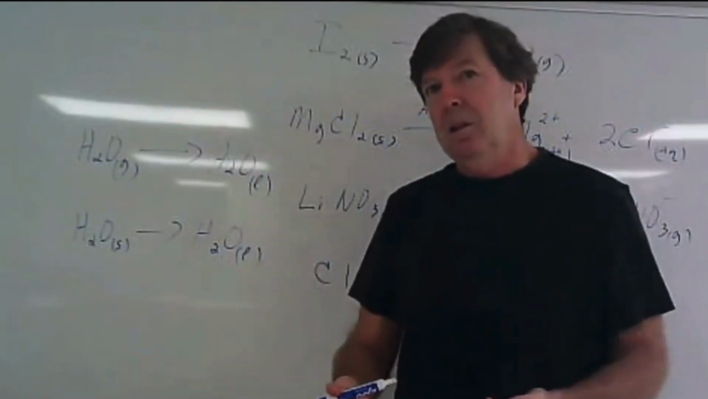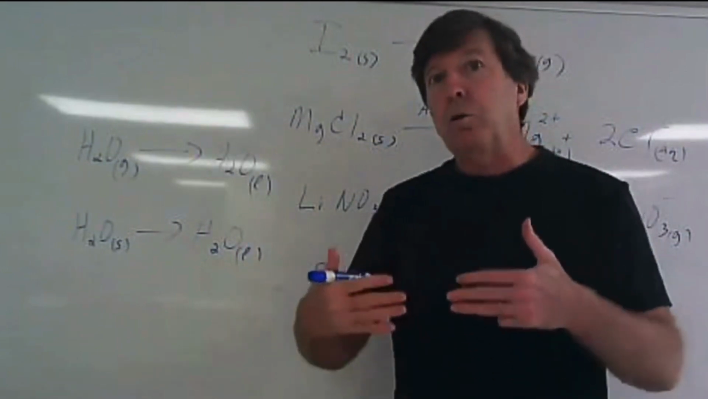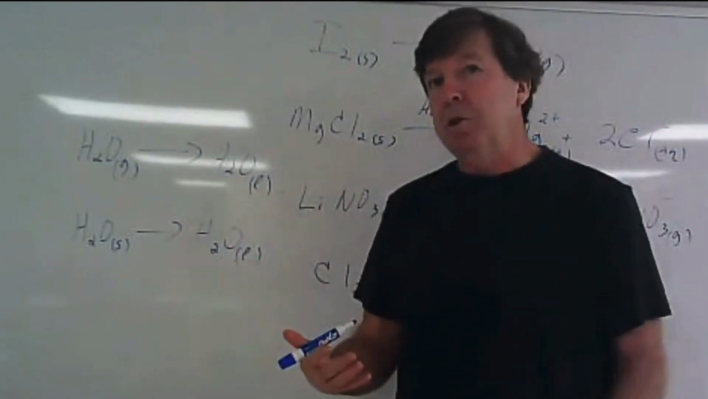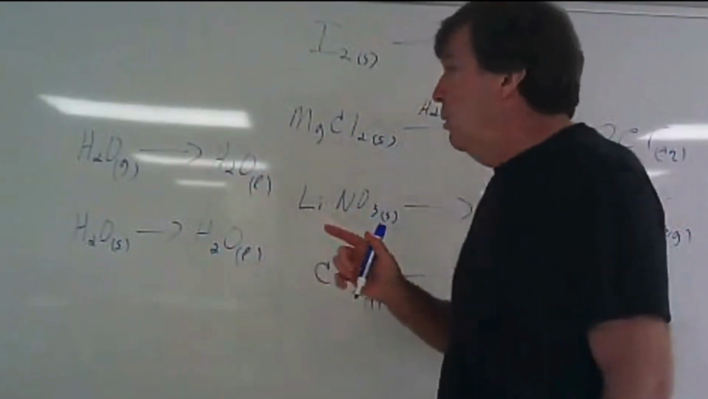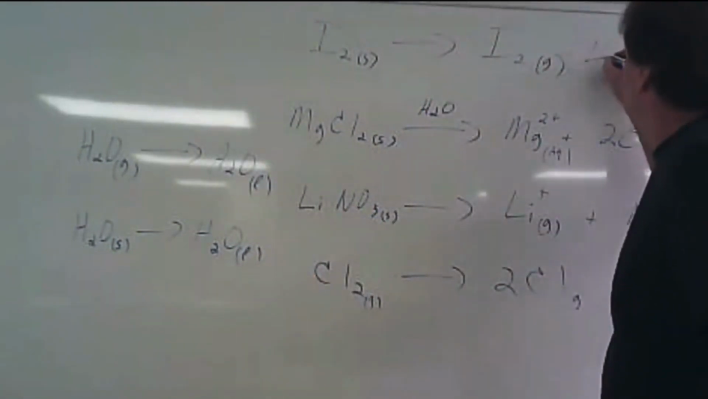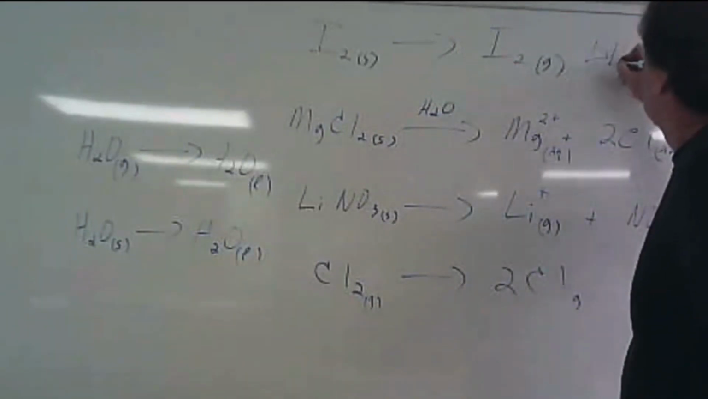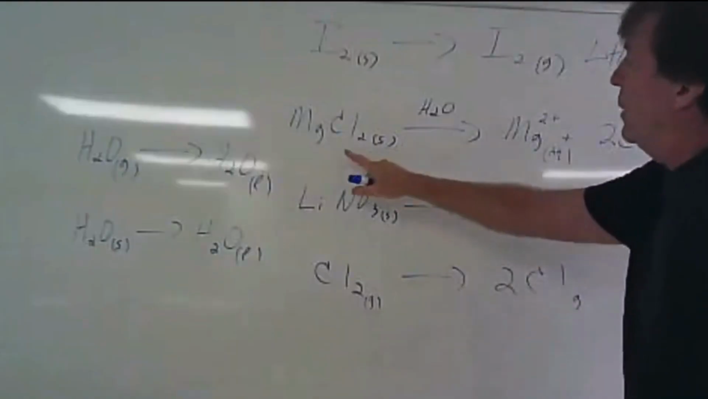Dry ice. Solid carbon dioxide goes directly to gas at room temperature. Somebody help me here. What's the sign value? Positive. Positive. What about this next one?